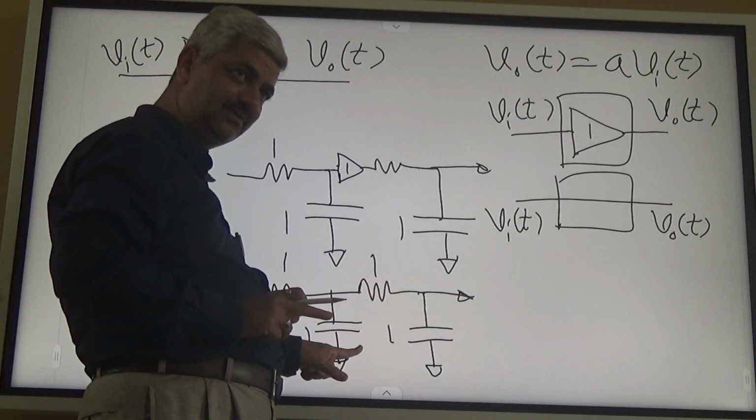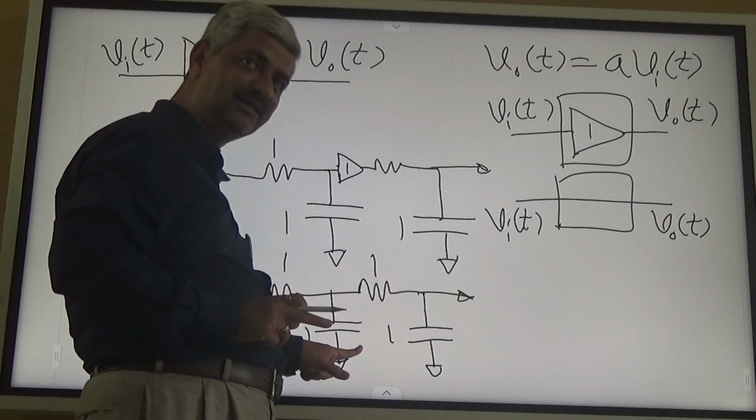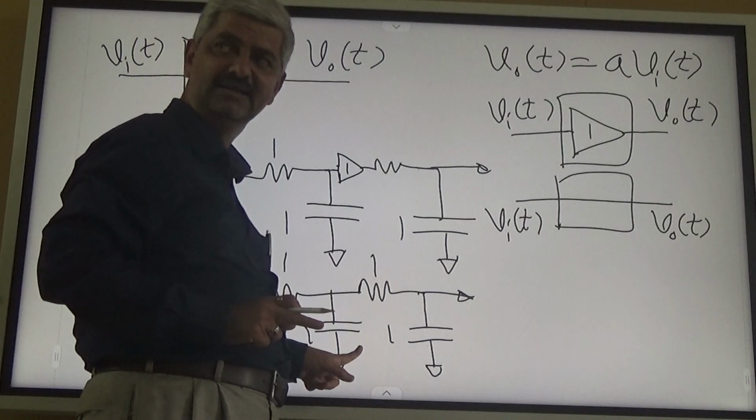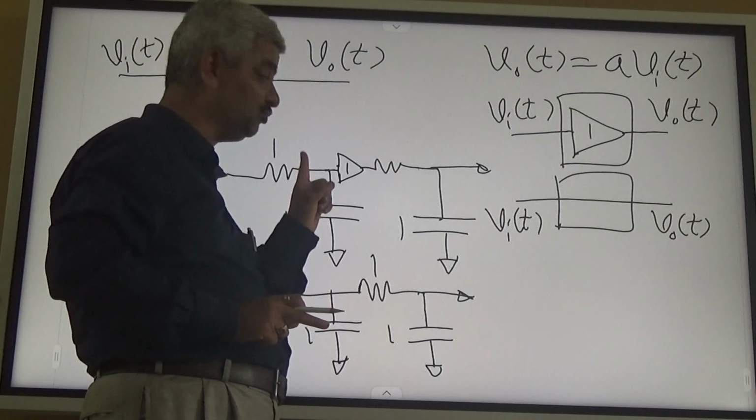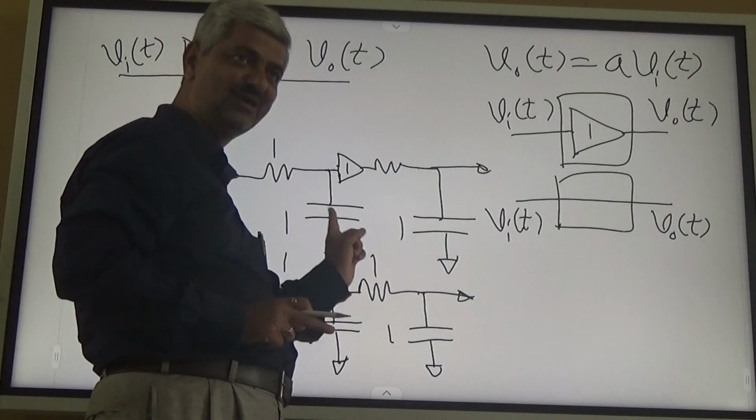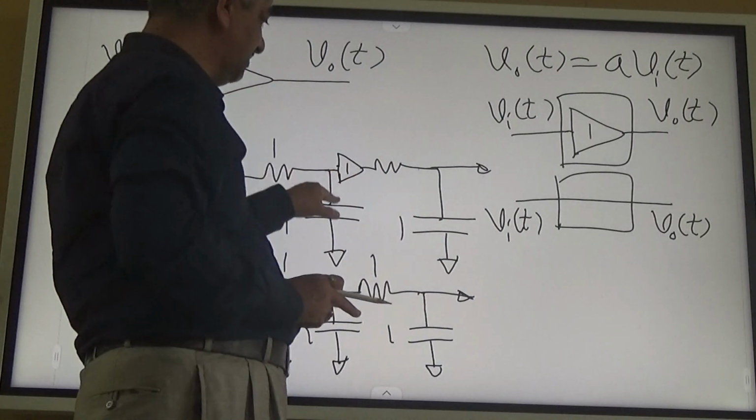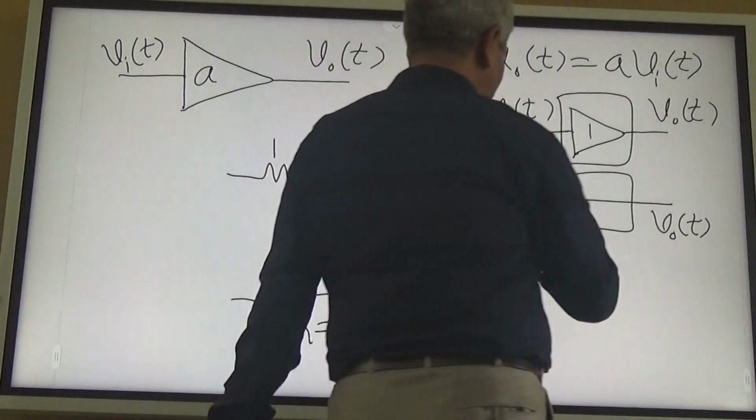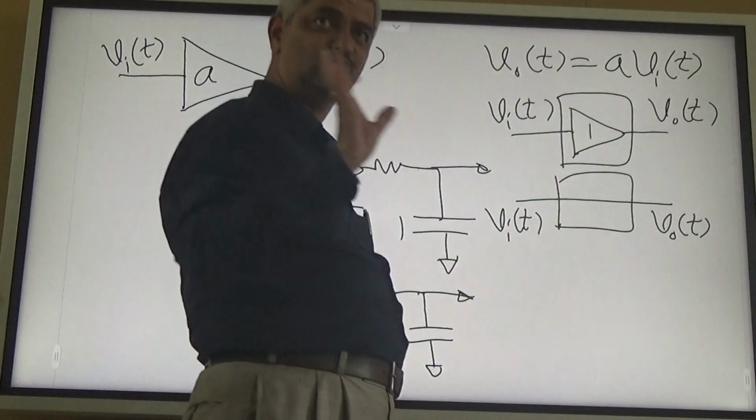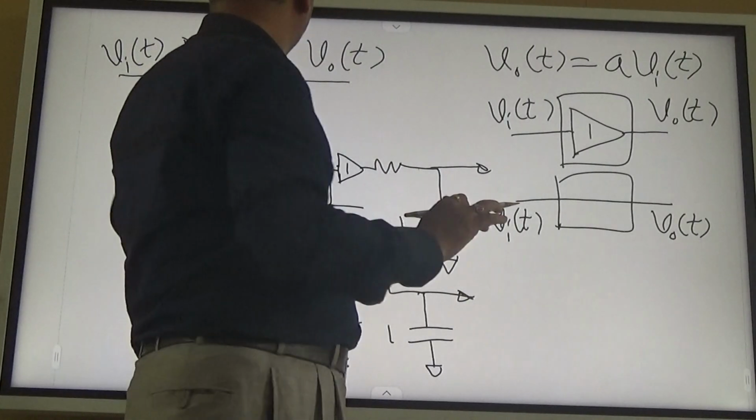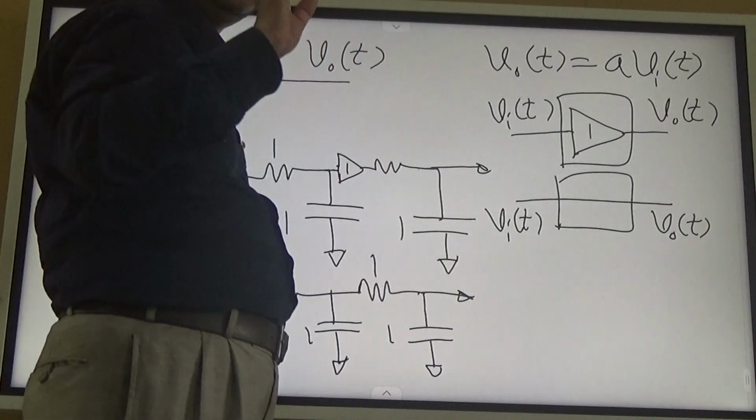What is that? d2Vout/dt squared plus 3 dVout/dt plus Vout is equal to dVin/dt. And this one you get as d2Vout/dt squared plus 2 dVout/dt plus Vout equal to Vin(t). So the difference is this draws no current. So it's a scalar block, scaling or amplifying.